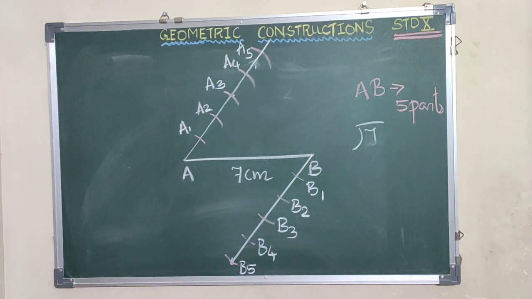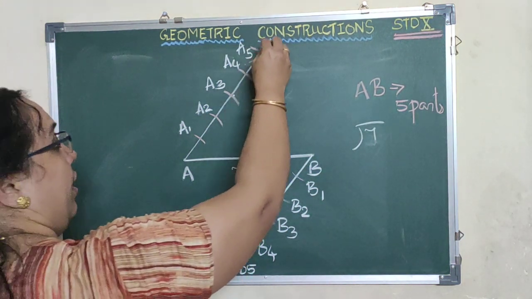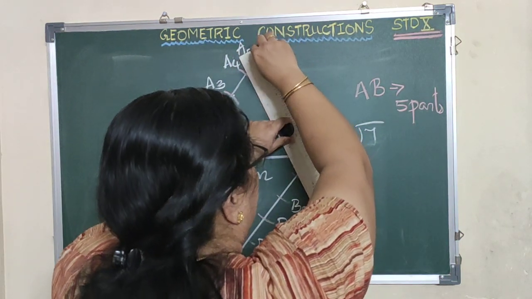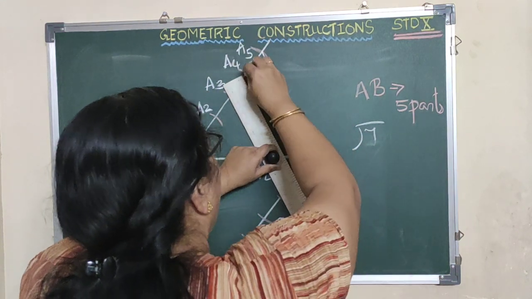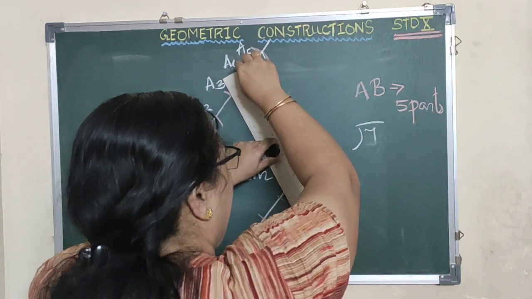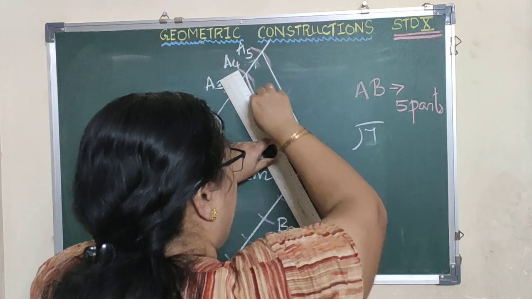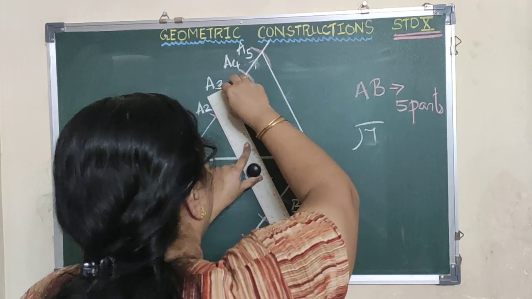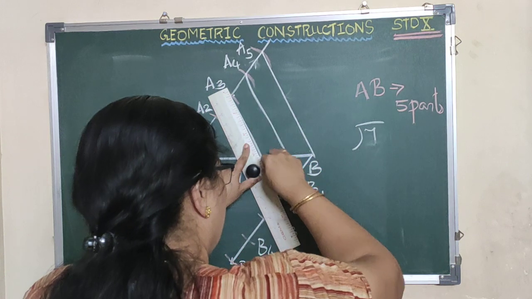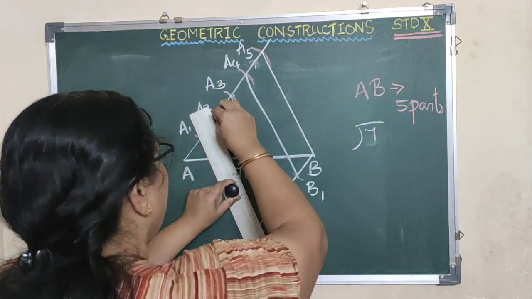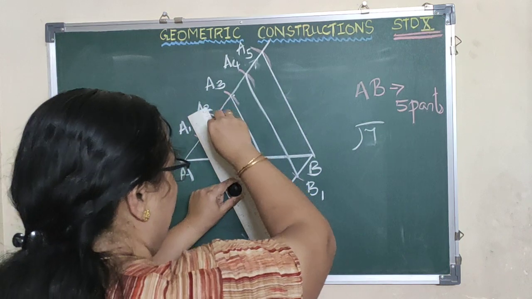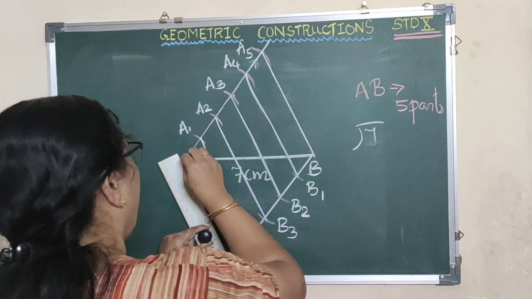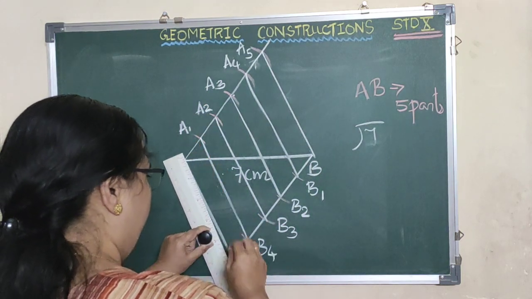What you have to do is 5 parts, so you will join A5 to B with the help of the scale. Next you will join A4 to B1. Next you will join A3 to B2. Next you will join A2 to B3. A1 to B4. And then you have the last one A2 B5.